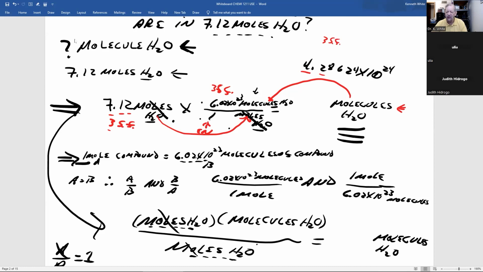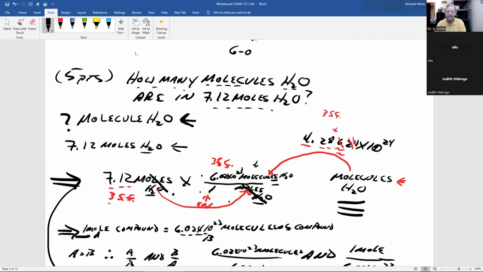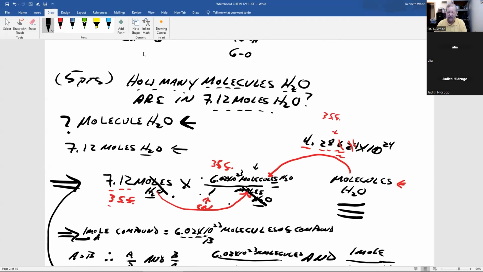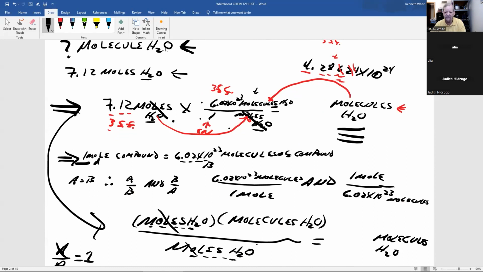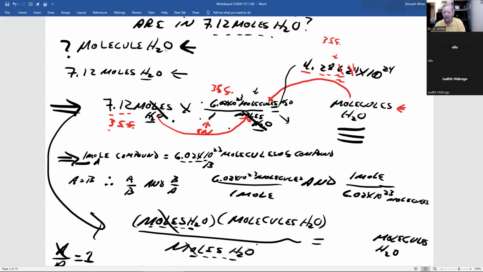Keep the 4, keep the 2, keep the 8. Use the 6 to round off. Is that 4 or less, or 5 or higher? The answer is 5 or higher. So I'm going to drop that, increase this by 1. And the correct answer for this problem, which I'm running out of room, I'll write it right here, would be 4.29 times 10 to the 24th molecules of water.